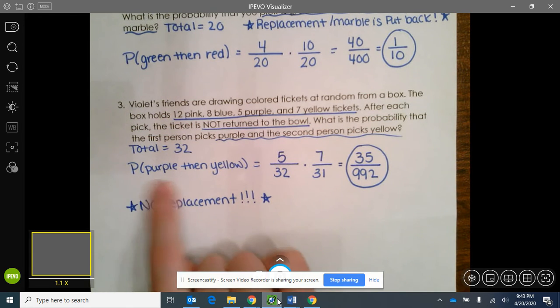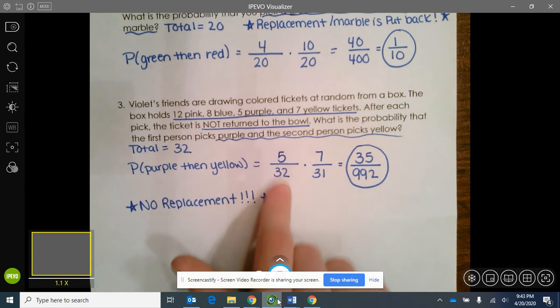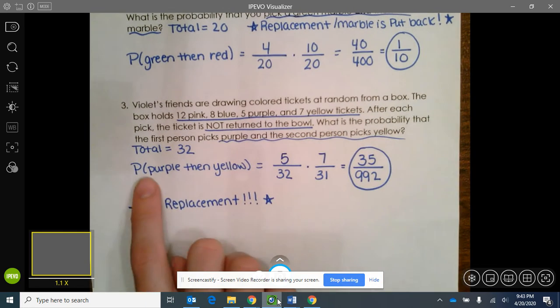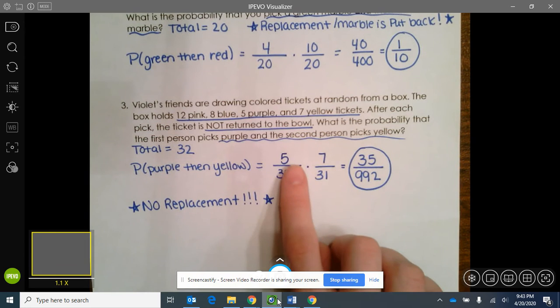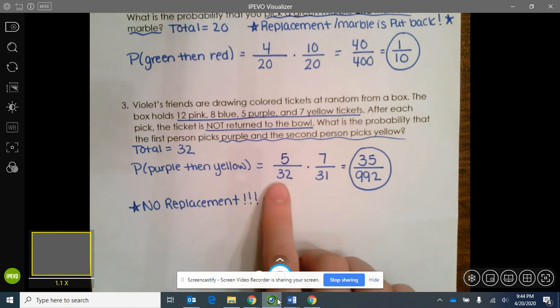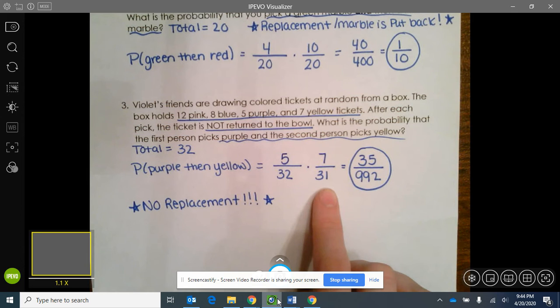So let's start by finding the probability you're going to pick purple. Typically, this first probability fraction is a little bit easier to find. So the probability of purple, there are 5 purple tickets out of a total of 32. So 5 out of 32. Now, here's where you have to be careful. For this second pick, because I took a ticket and I did not put it back, I only have 31 total tickets in my box. So my total has gone from 32 down to 31.